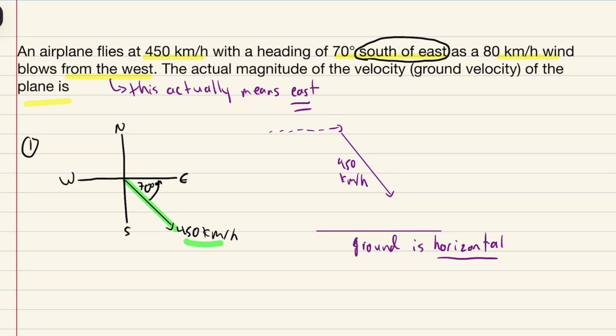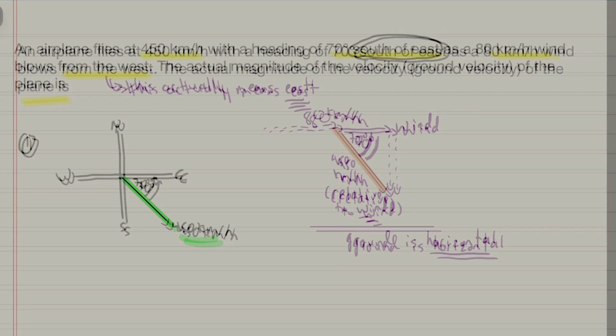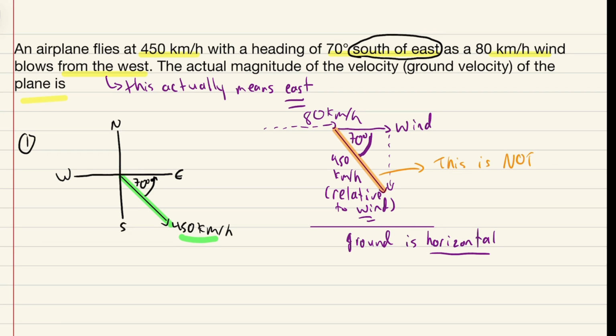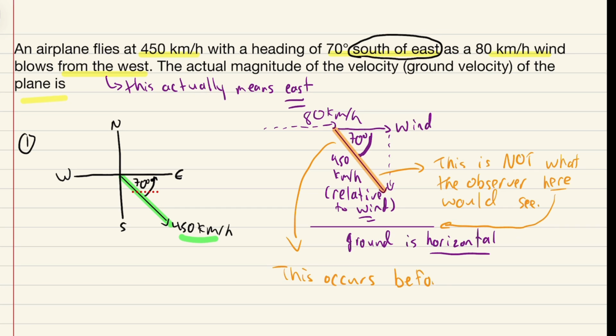Now that 450 kilometers per hour is relative to the wind that is already going 80 kilometers per hour. So that means that an observer from the ground is likely going to see that plane going a lot faster than 450 kilometers per hour because the ground is not moving at all. Now that 70 degrees would be between the direction of the wind. And again, this is not what the observer sees. That 450 kilometers per hour is how fast it would seem to go to you if you were already traveling 80 kilometers per hour.